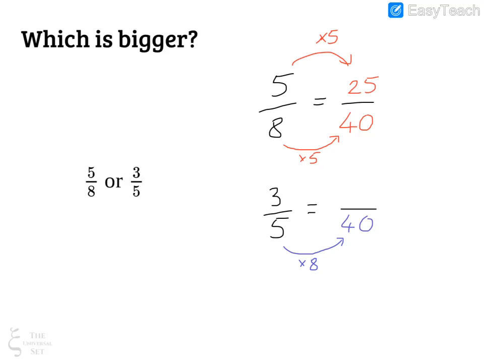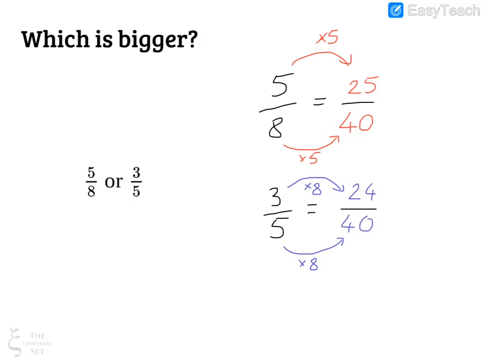So I've got 25/40ths. And this one, I multiplied by 8 on the bottom. So I'm going to do the same on the top. I'm going to multiply by 8, and 3 times 8, well, 3, 6, 9, 12, 15, 18, 21, 24. Now, 3/5 is equivalent to 24/40ths, 5/8 is equivalent to 25/40ths.